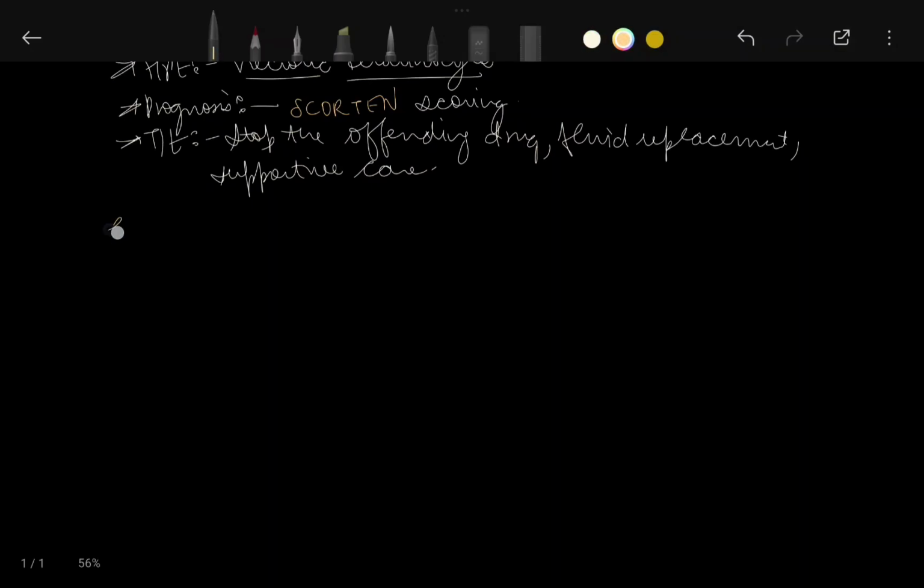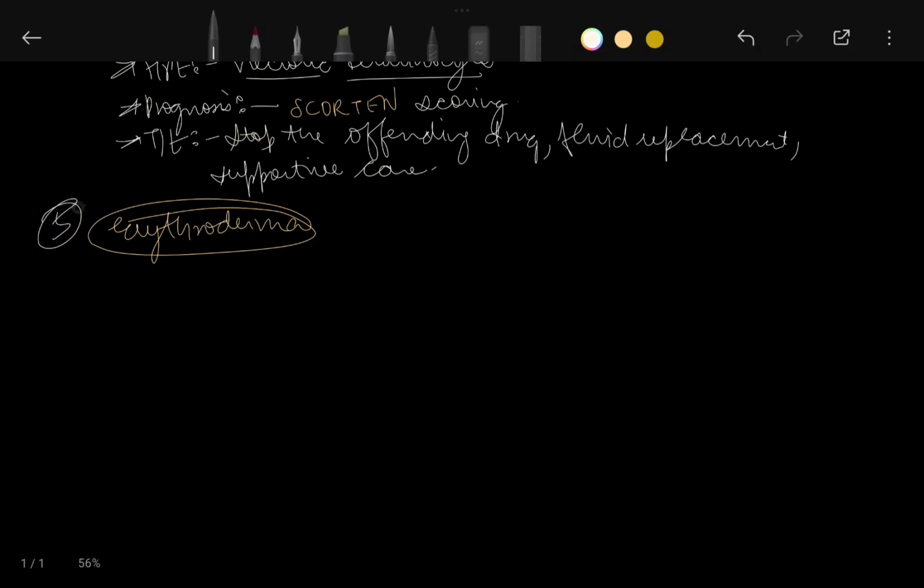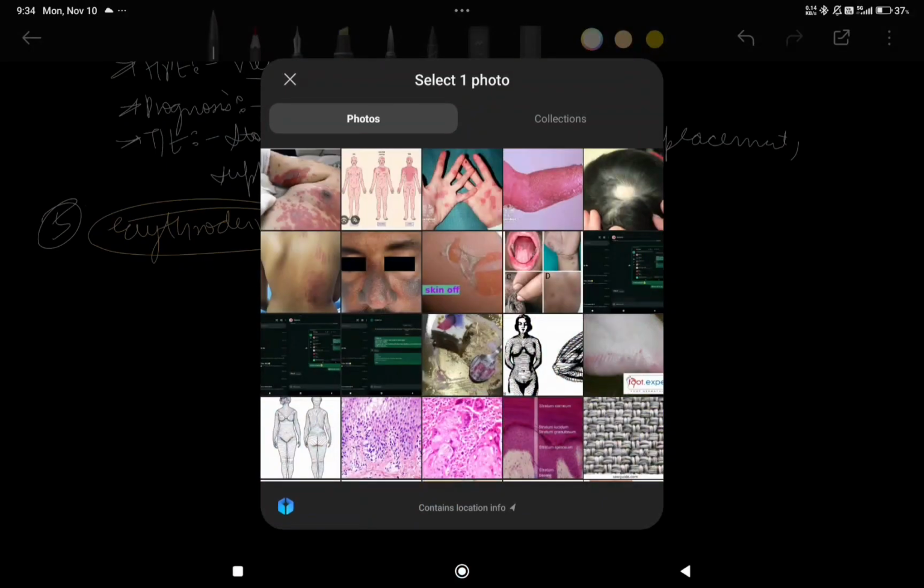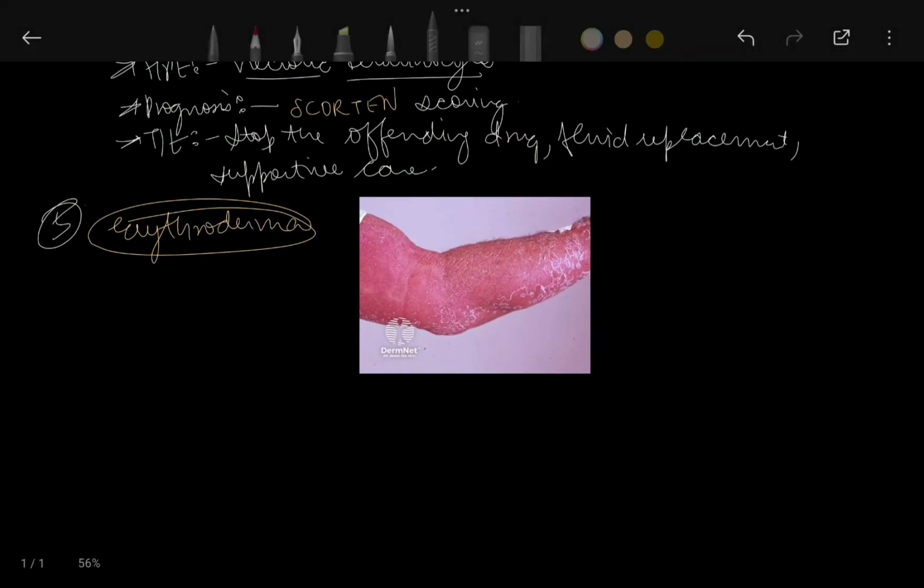Now coming to erythroderma. Till now we studied fixed drug eruptions, erythema multiforme, then SJS and TEN, then pseudo-Nikolsky sign, and now erythroderma. This is the image of erythroderma. In this case it is really severe, as 90% of body surface area turns red.